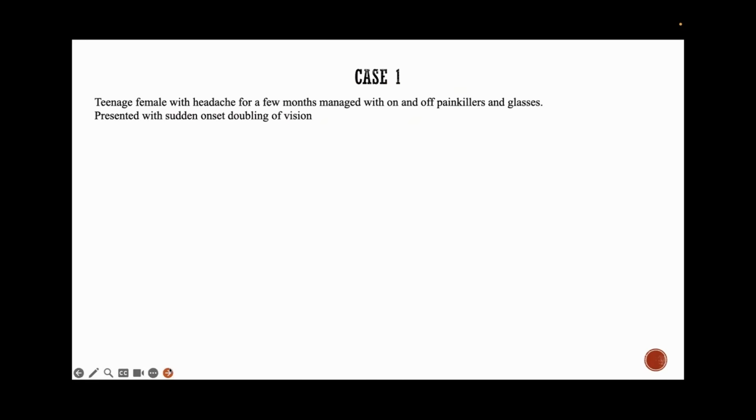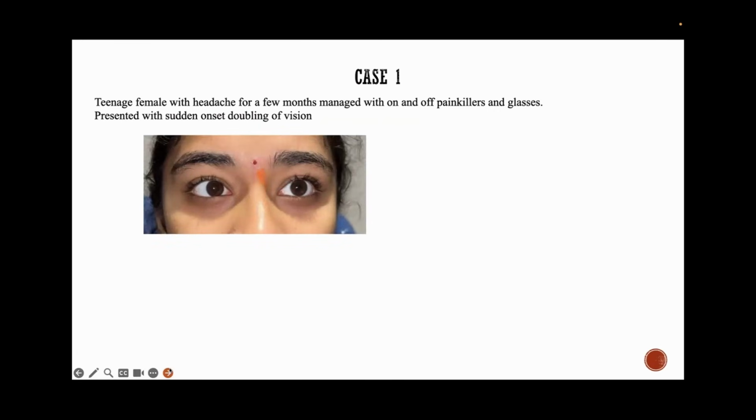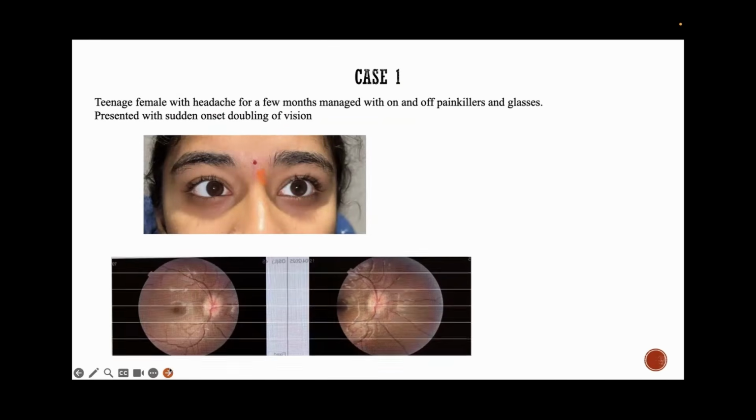Let's start with the cases. So there was a teenage female who came with headache for a few months. She had an underlying refractive error, so I gave her glasses and sent her off. Two to three months later, she presents with sudden onset doubling of vision. Now she is 14 or 15. I'm not thinking of a very serious diagnosis, but yes, definitely I can see that there is an esotropia. It was a concomitant esotropia. I was not even thinking of sixth nerve palsy, acute onset concomitant esotropia. But yes, doubling of vision, red flag, I need to evaluate this patient.